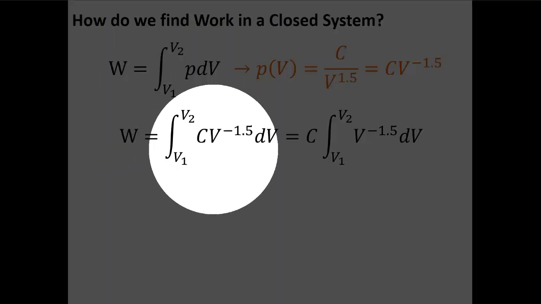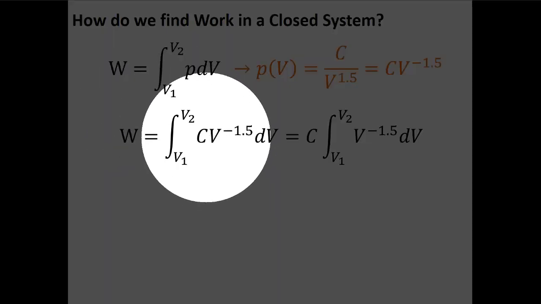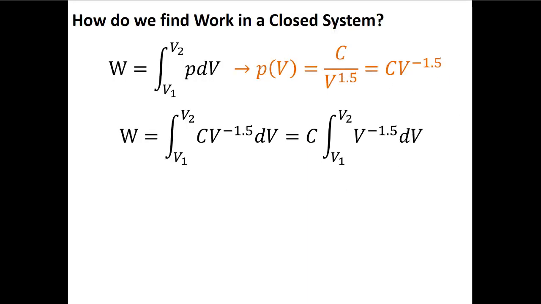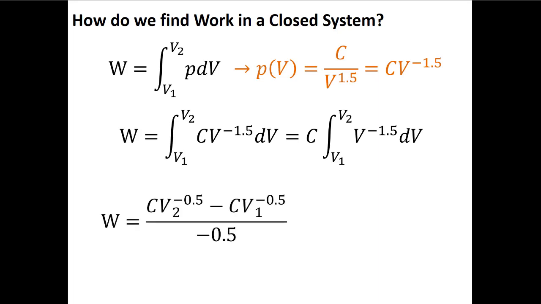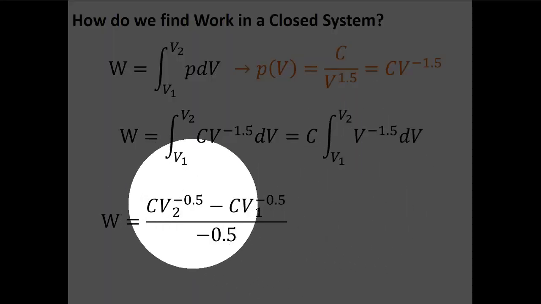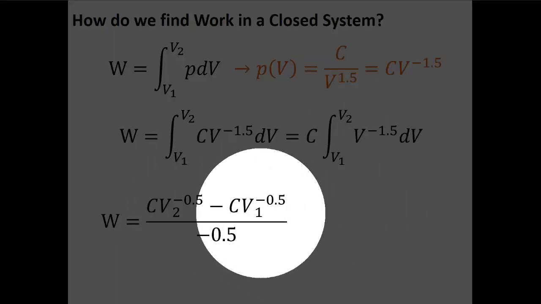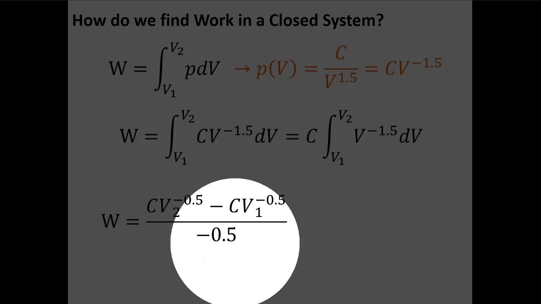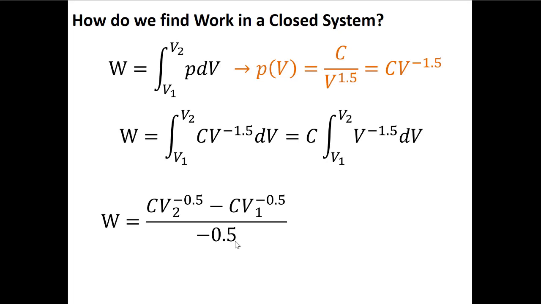So I know this constant is constant. The great thing about constants is I can remove them from the integral term. So now I have this C is equal to the integral of V to the power of negative 1.5 dV. I can integrate that and evaluate it at V2 and V1, right? And now I get that C times V2 to the power of negative 0.5 minus C times V1 to the power of negative 0.5, divided by negative 0.5, is equal to the work.